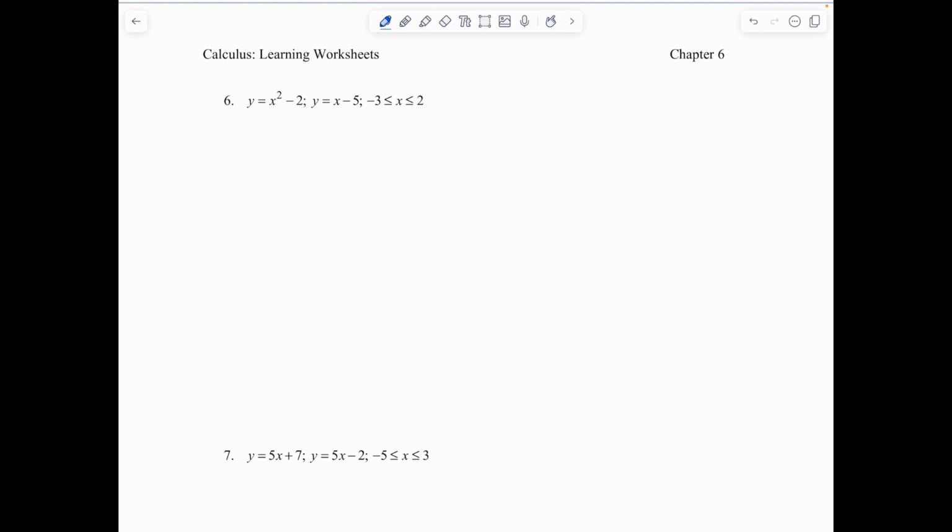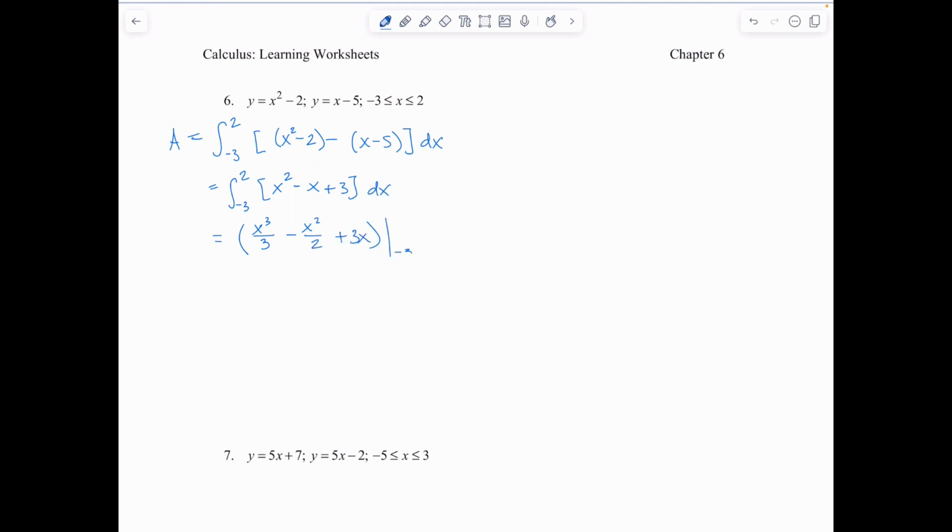Y equals x squared minus 2 and y equals x minus 5 on the interval from -3 to 2. So the area we want is the integral from -3 to 2 of x squared minus 2 minus x minus 5 dx. So the integral from -3 to 2 will be x squared minus x plus 3 dx. Taking our antiderivative, we'll have x cubed over 3 minus x squared over 2 plus 3x from -3 to 2.